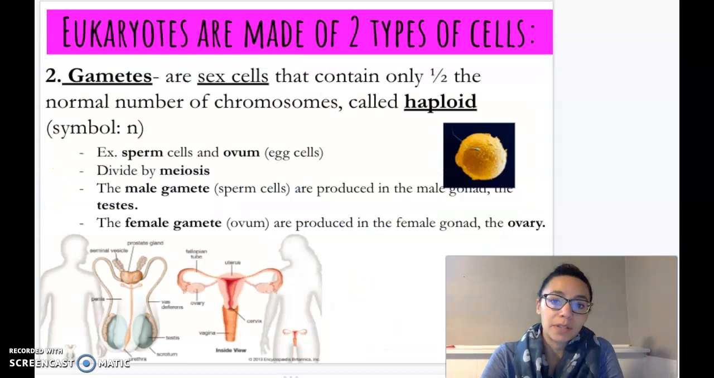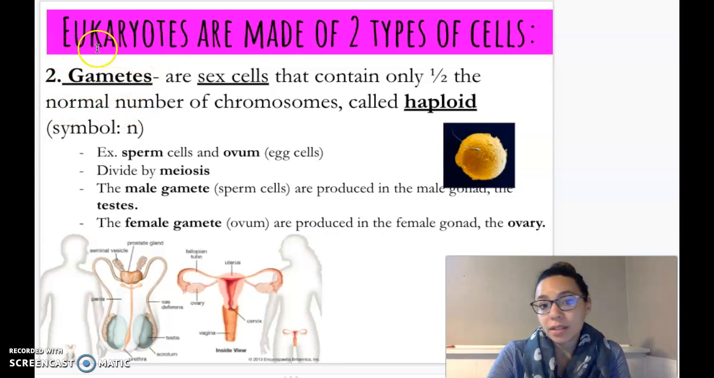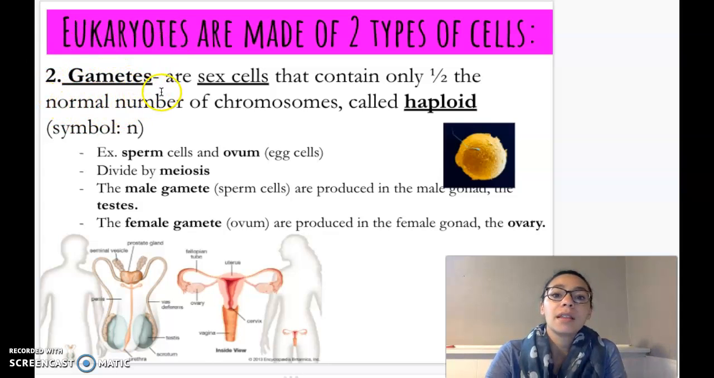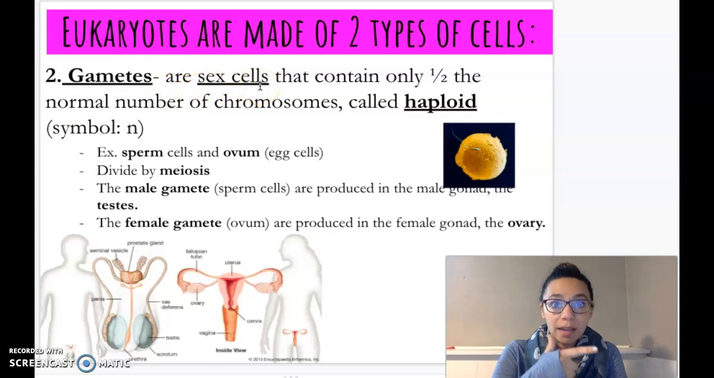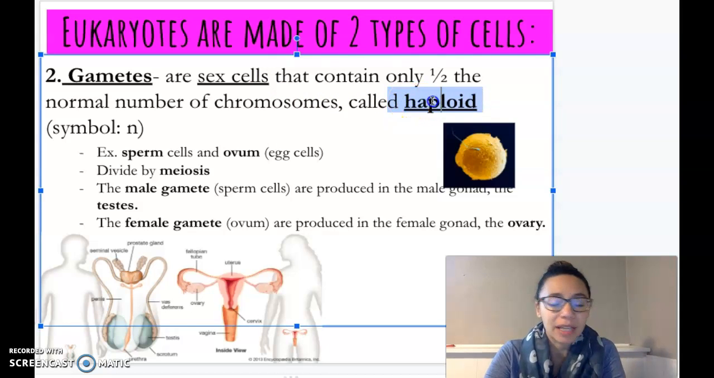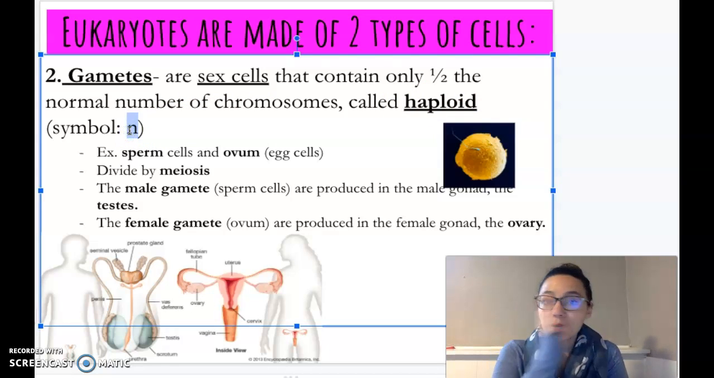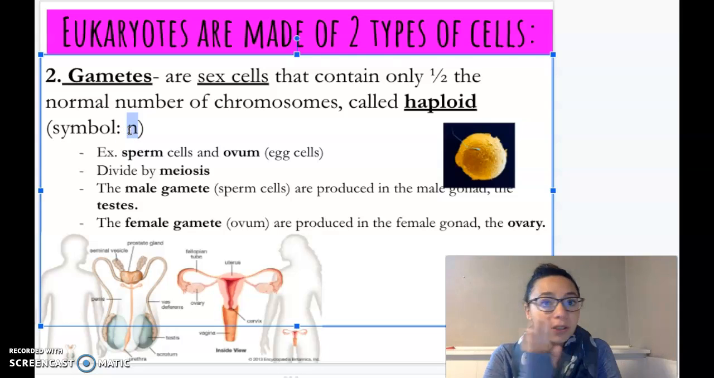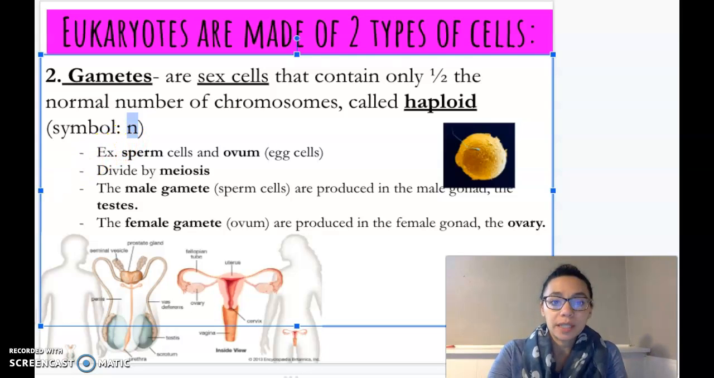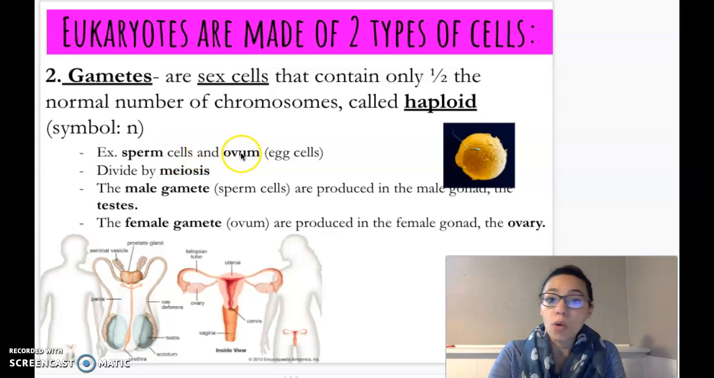The other type of eukaryotic cell is a gamete. So these are the ones we're going to be learning about today. These are sex cells, so sperm and egg, and they only contain half the number of chromosomes, or a haploid number. Hap kind of sounds like half to me. That's how I remember it. It's also represented by just the letter N, right? Where 2N is diploid, haploid is just 1N. So these examples would be sperm cells and ovum, which is egg cells, or ova is plural. They divide by meiosis, which is similar to mitosis, but we'll look more in depth at that in a minute.